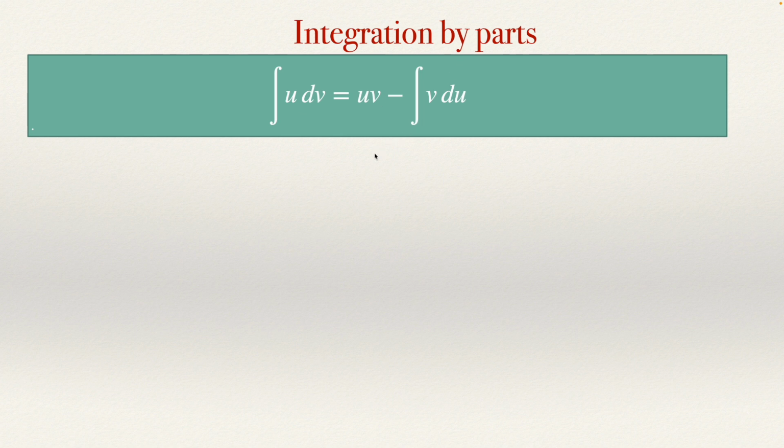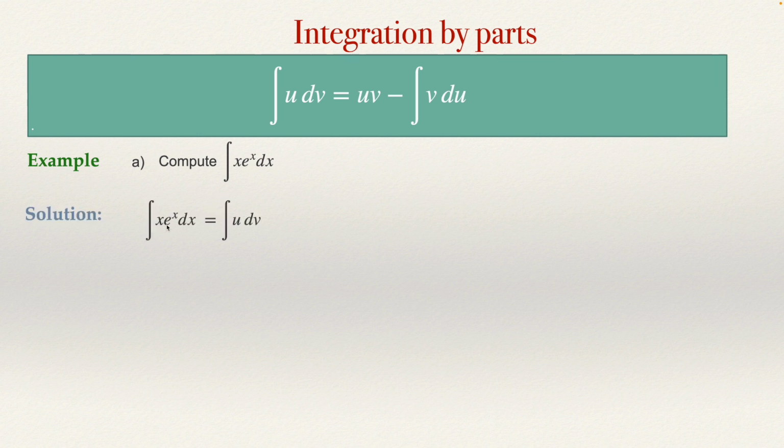I'm going to show you two examples in which we use this idea for integrating a function. For example, if we need to compute the integral of x e to the power x dx, we observe that we can consider that this x e to the power x dx is actually u multiplied by dv. What will be u and what will be dv?